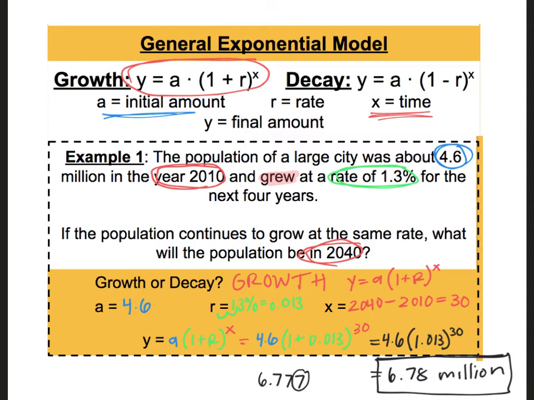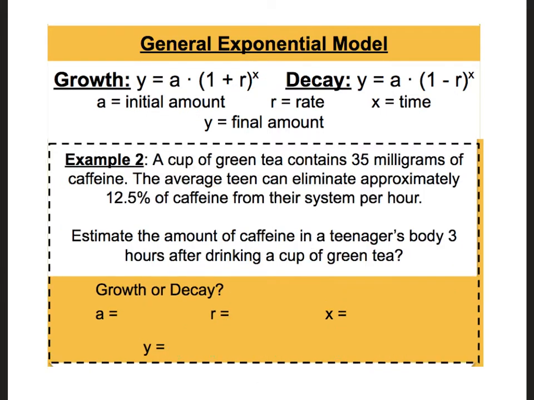All right, we're going to go ahead and look at what a decay problem looks like. That should go pretty quick, and then you'll have some time to work. All right, so my second problem, example 2, says a cup of green tea contains 35 milligrams of caffeine. The average teen can eliminate approximately 12.5% of caffeine from their system per hour. Estimate the amount of caffeine in a teenager's body 3 hours after drinking a cup of green tea.